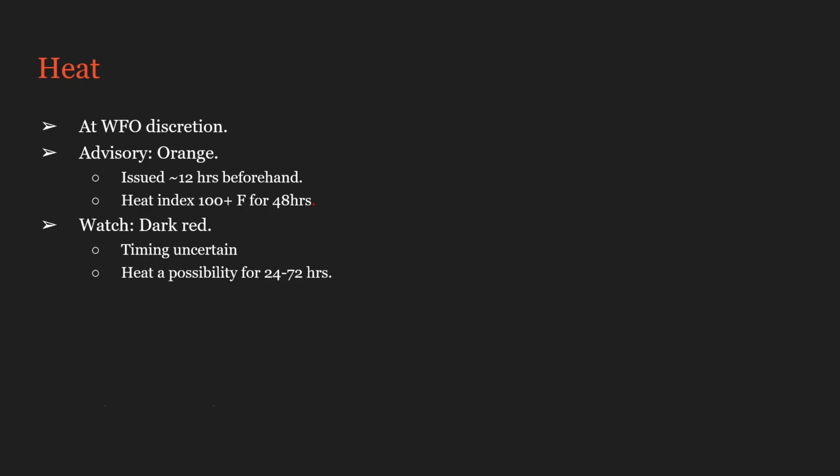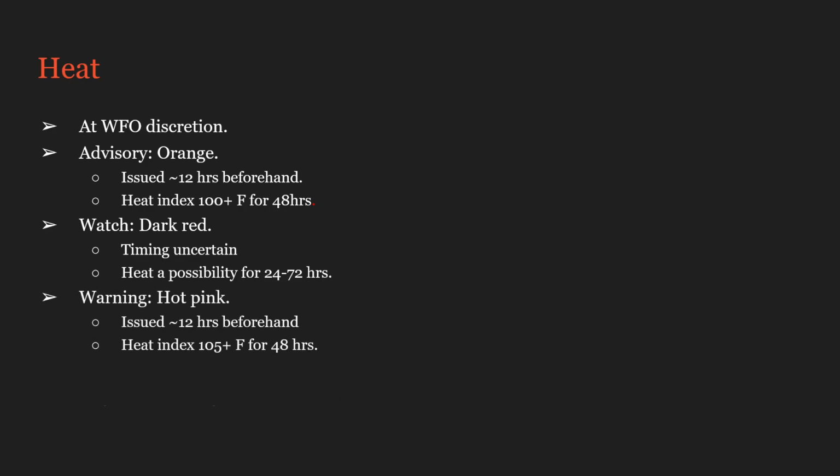Your heat watch is officially a dark red. Timing is still uncertain with a heat watch, and there is simply a possibility of heat anywhere from 24 to 72 hours out. Heat watches are usually the first thing issued, and then they are replaced with heat advisories or heat warnings. Heat warnings are hot pink.